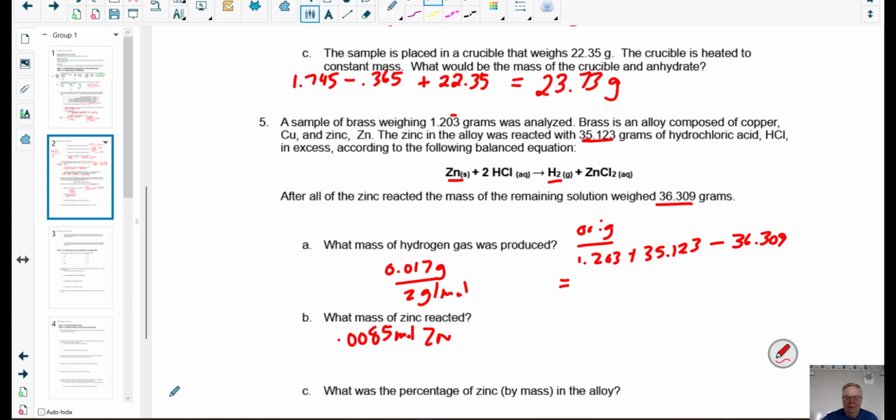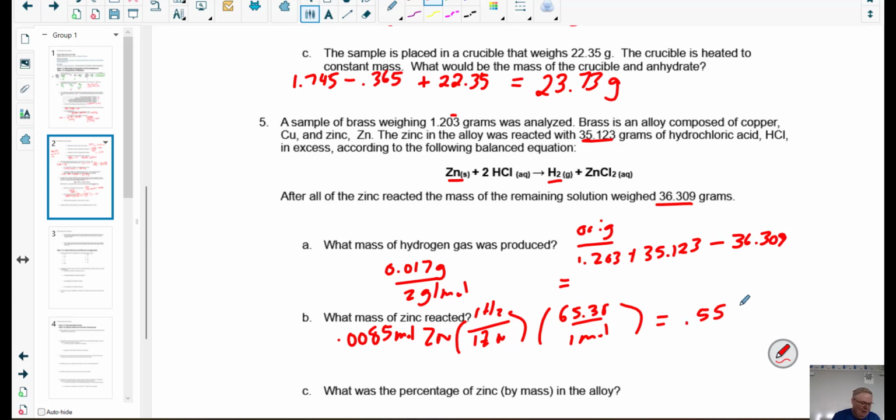So now we can just do a little stoichiometry. So I know if it's moles of zinc, moles of hydrogen, we got to go to moles of zinc, and obviously that's a 1-to-1 ratio. So 1 hydrogen for every 1 zinc. And now just multiply by the mass of zinc, 65.38 grams for every 1 mole of zinc. And that gives me 0.556 grams of zinc that reacted.